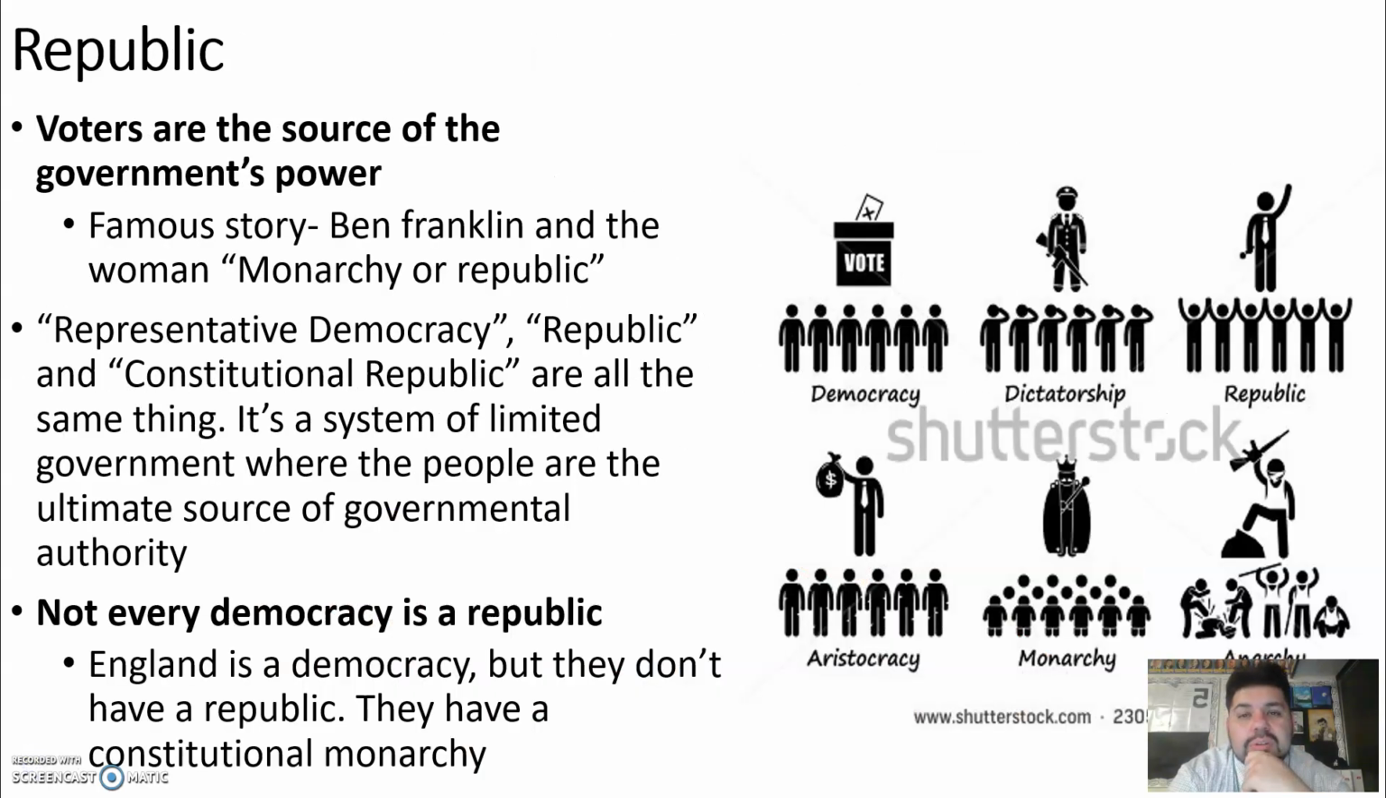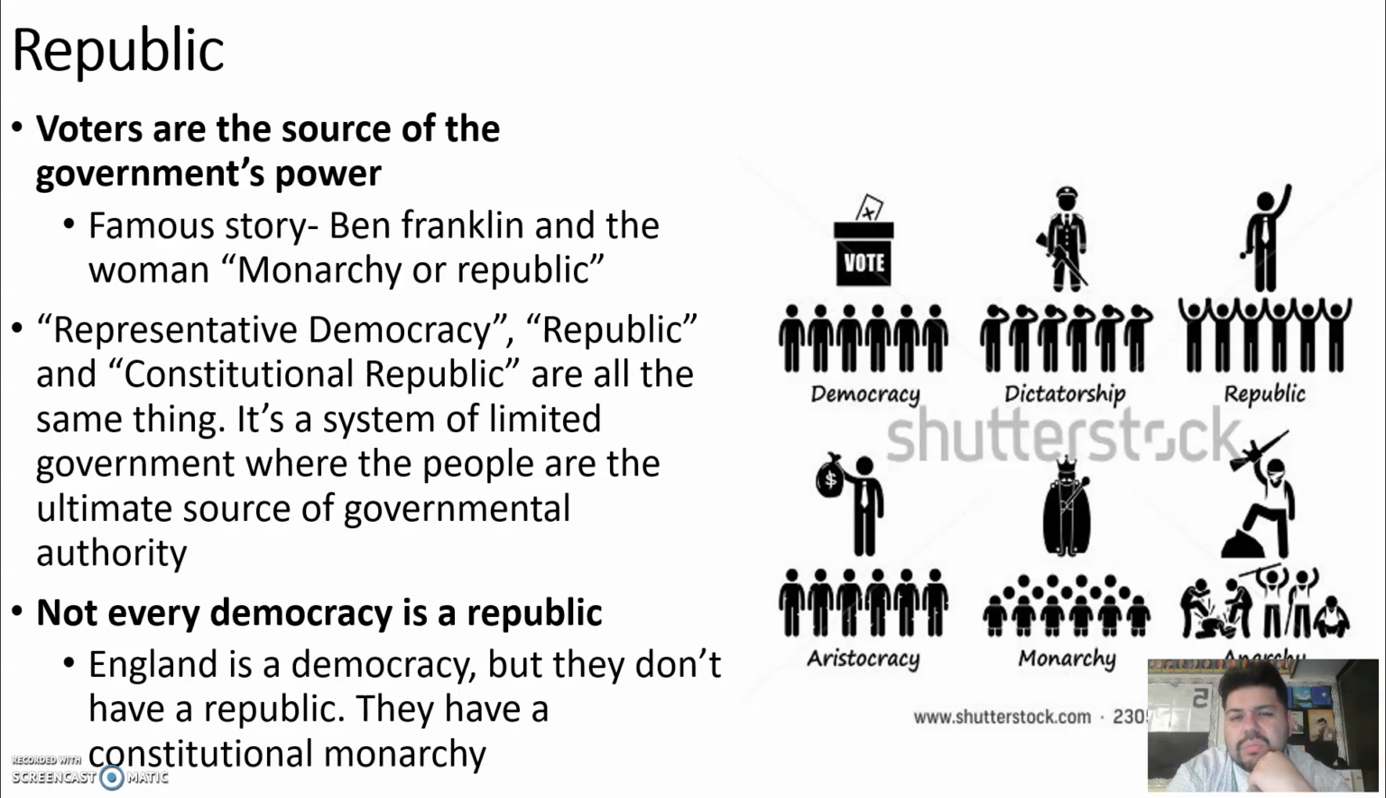All right. So now we come to Republic. This basically means the voters are the power of the government. They are the true source of it. Now, I was going to tell you the story about Ben Franklin and this lady, but I'm just going to skip that because it's not really relevant. Kind of is, but it's not too much.